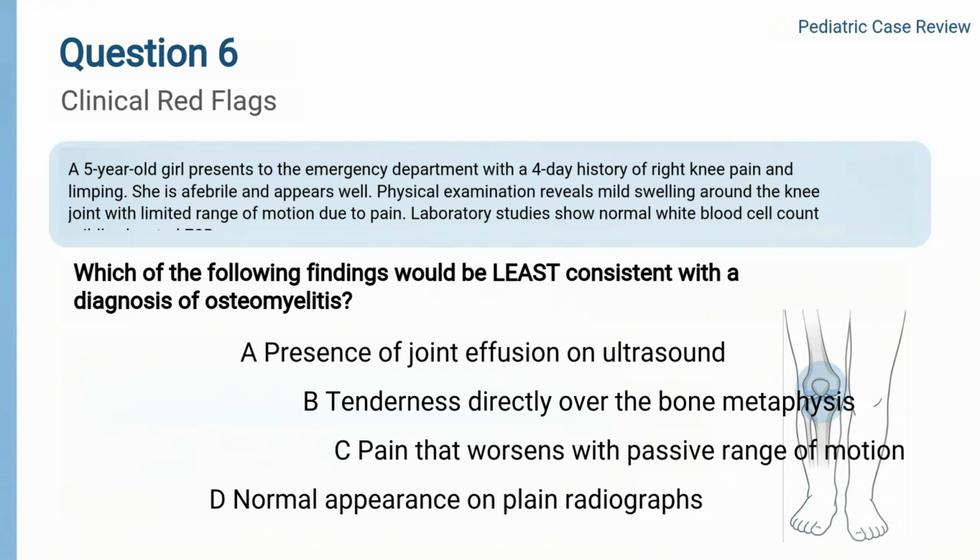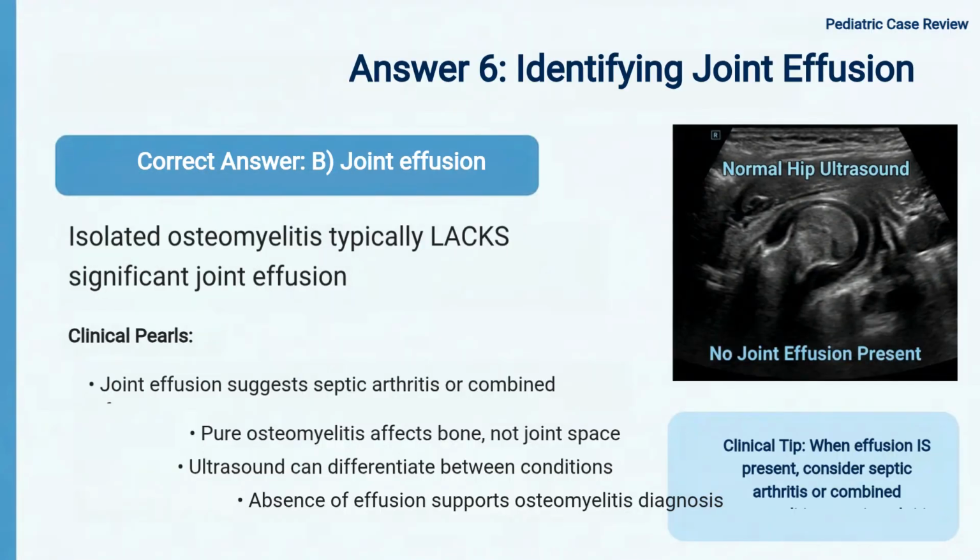Option A, presence of joint effusion on ultrasound. Option B, tenderness directly over the bone metaphysis. Option C, pain that worsens with passive range of motion. Option D, normal appearance on plain radiographs. The correct answer is option A, presence of joint effusion on ultrasound.